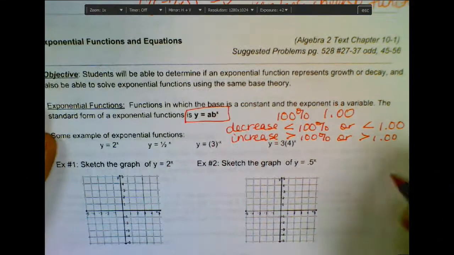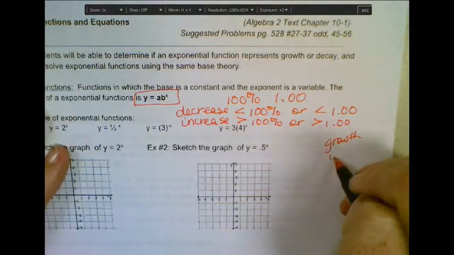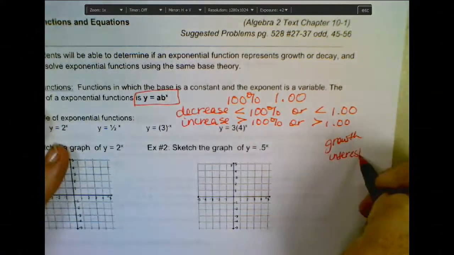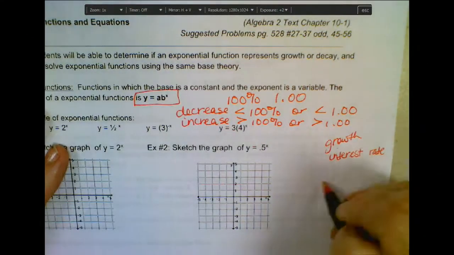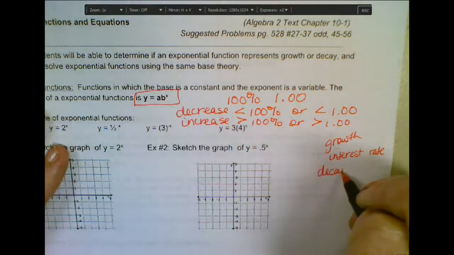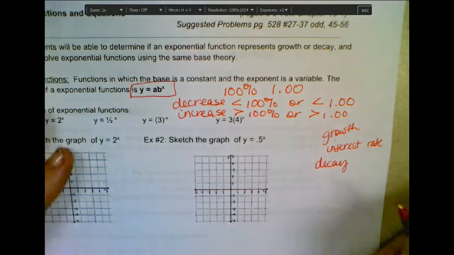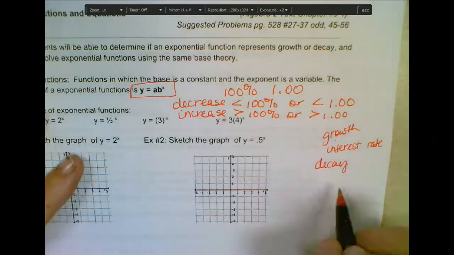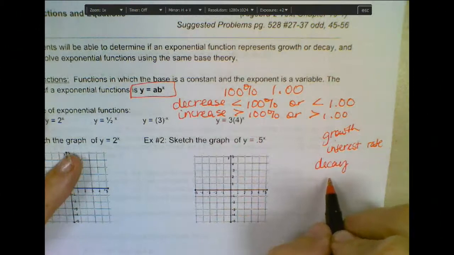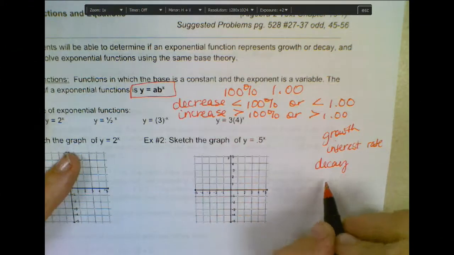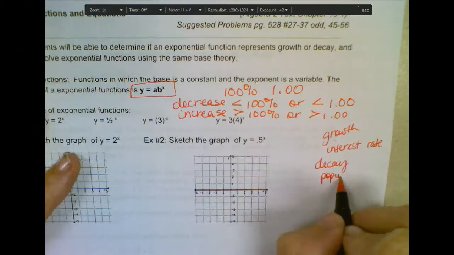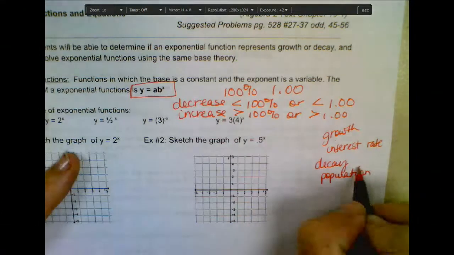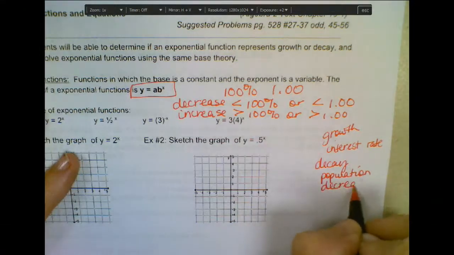Okay, most common ways that you see growth is an interest rate, right? It's the most common. Decay would be a lot of environmental things, okay? Things that are getting smaller. A population might be decreasing by a certain rate. Okay, those are just a couple of examples.